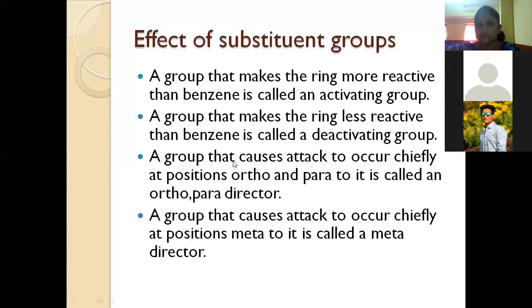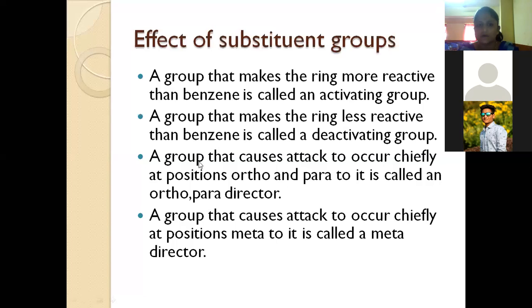And a group that causes the attack to occur chiefly at a position. Which position? Ortho and para position. We know that in the benzene structure, the first two carbon atoms are the ortho positions. The carbon atoms at the third and fifth positions are meta, and the carbon atom at the fourth position we call the para position. This you have already discussed in 12th.